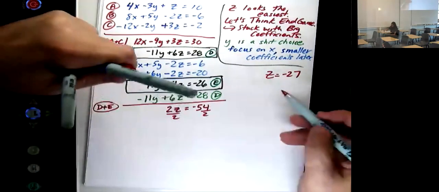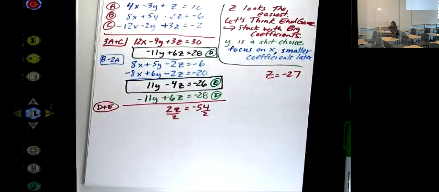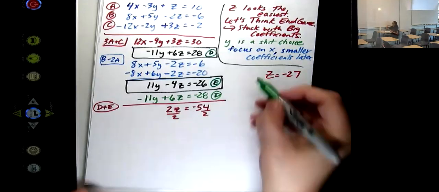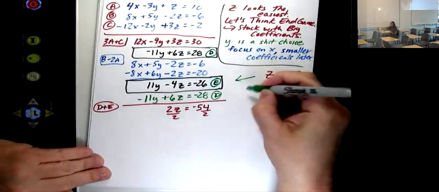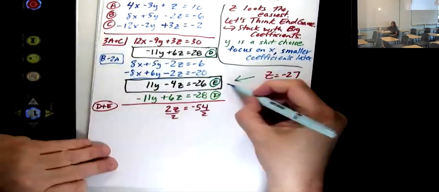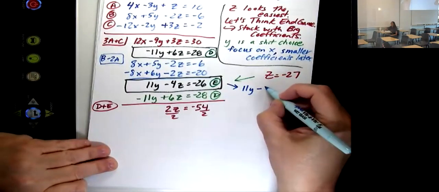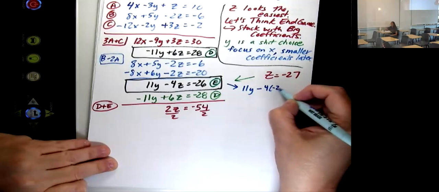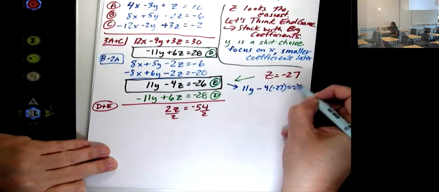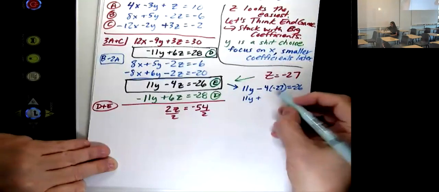Now that I have that, I want to plug it back into D or E. E has a smaller coefficient on z. I'm going to go with that one. So I'm going to plug this into E. And if I do, I get 11y minus 4 times negative 27 equals negative 26. So that's 11y plus 108.